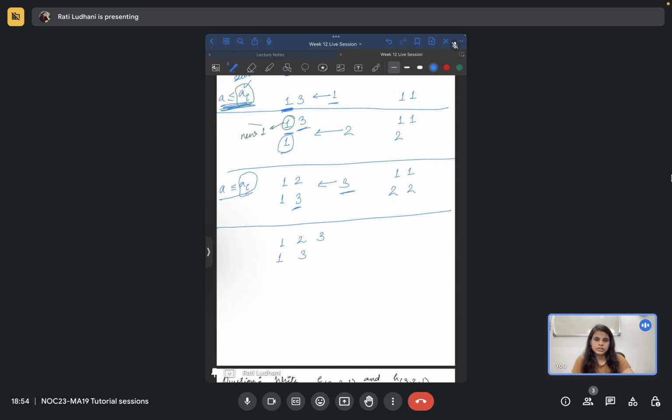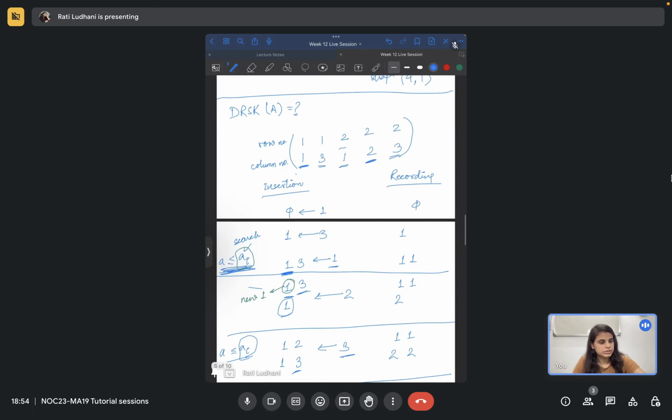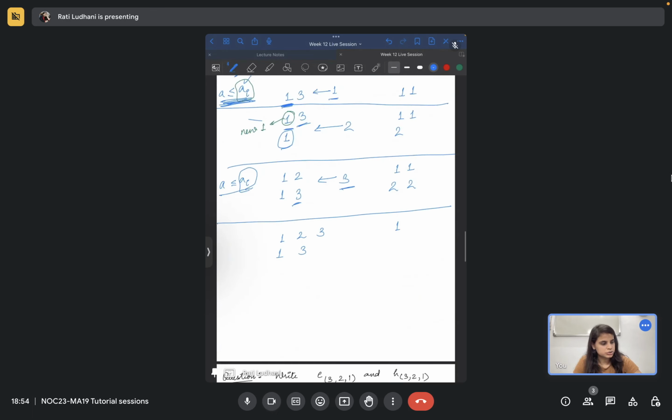Is that clear how 3 has been inserted? Yes, ma'am. So there is no element greater than 3, so we will just insert an extra box and we will write that number in that box. And corresponding to that, the recording has 2, so this will be 2. So you have this and this. This is recording one, this is insertion one.